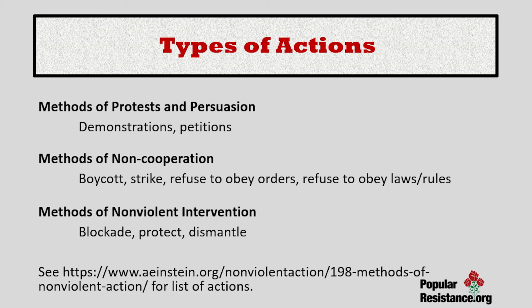Then you have methods of non-cooperation. So these are things like boycotts or strikes or getting people to refuse to obey orders. I think interesting right now, a very hot issue is the president's immigration policy of separating families, separating children and their parents when they cross the border or when they detain them. And so there are legal firms out there now putting out publicly, if you work for Border Patrol, if you work for ICE, and you want to disobey the rule that forces you to separate children from their parents, we'll protect you.